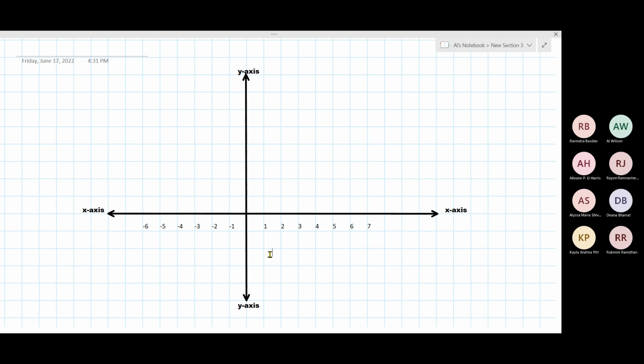Everyone's finished now. Great. So we just finished the x-axis. Now we need to do the y-axis. So the first number going upwards is going to be 1. Then 2, we're going to have 2. 3, and then 3.